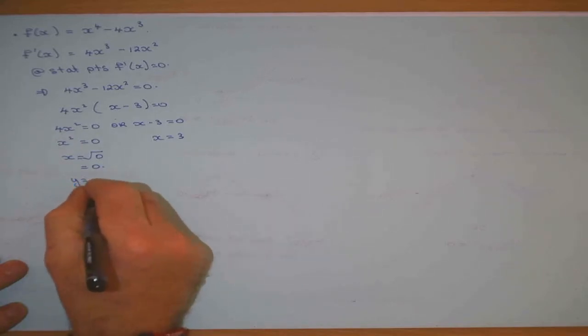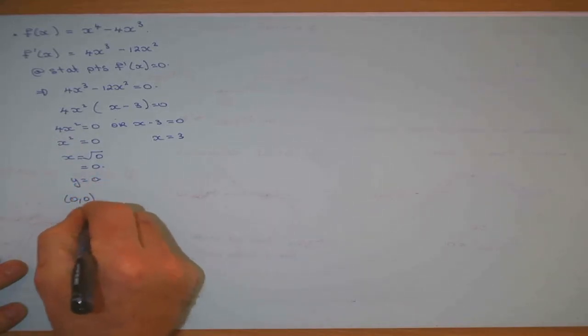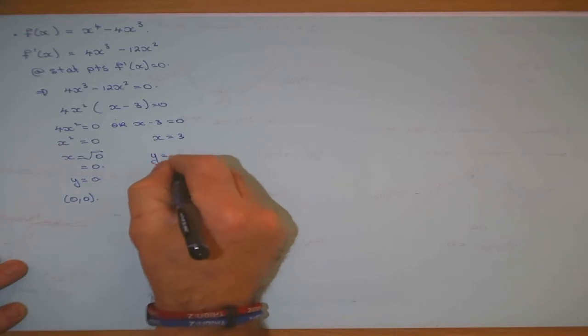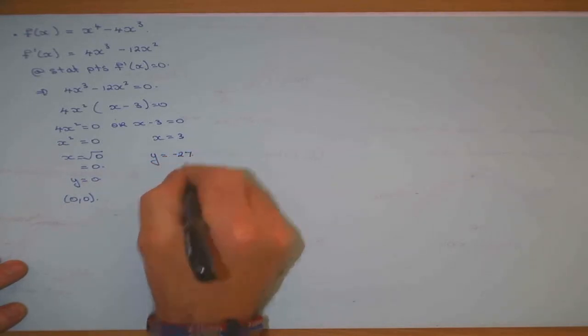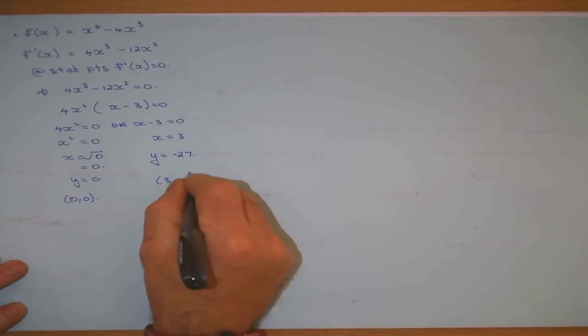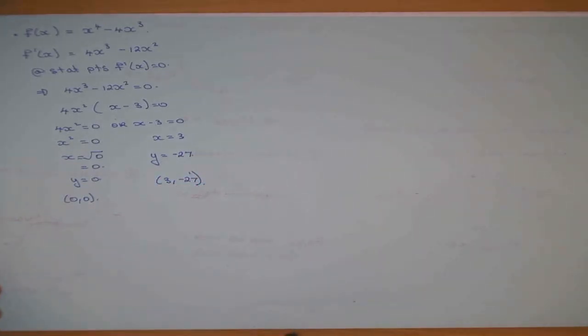The corresponding value to that: there's a stationary point at 0, 0. And the corresponding y value for x equal to 3 is equal to minus 27. So there's a stationary point at 3, minus 27. So they're my stationary points.